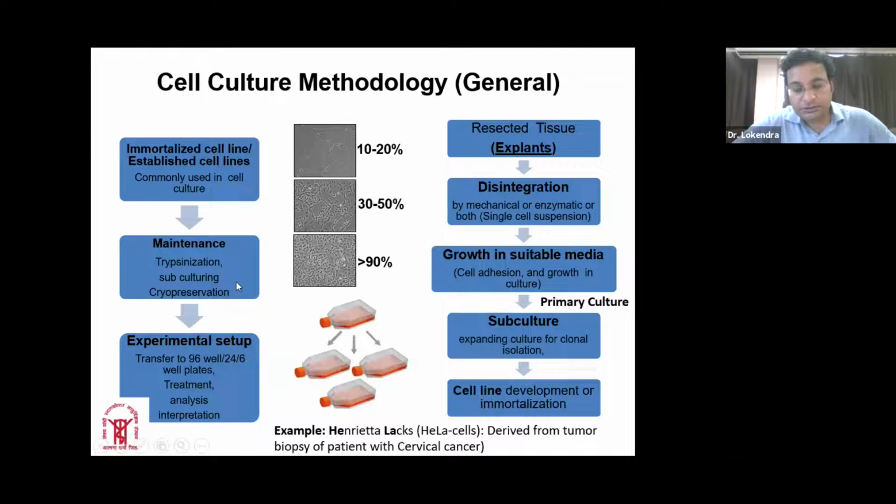For example, either you want to test the effect of a drug, or maybe you want to study a mechanism. These cell lines can be a good model or a good tool to work on. So this is a normal cell culture methodology.